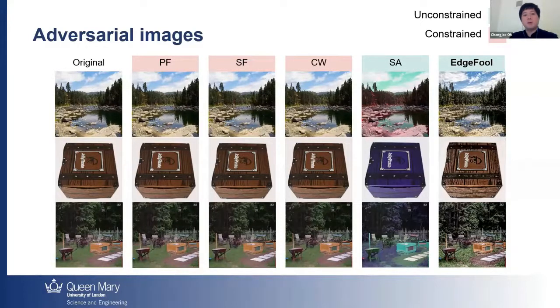Constrained approaches, which add the perturbation with a small magnitude, show unnoticeable adversarial images, but they have low transferability and high detection rate. And one method in the constrained methods, SA, shows color distortion, which can look unnatural. Compared to these methods, our work generates image enhancement output with improved transferability and detectability.